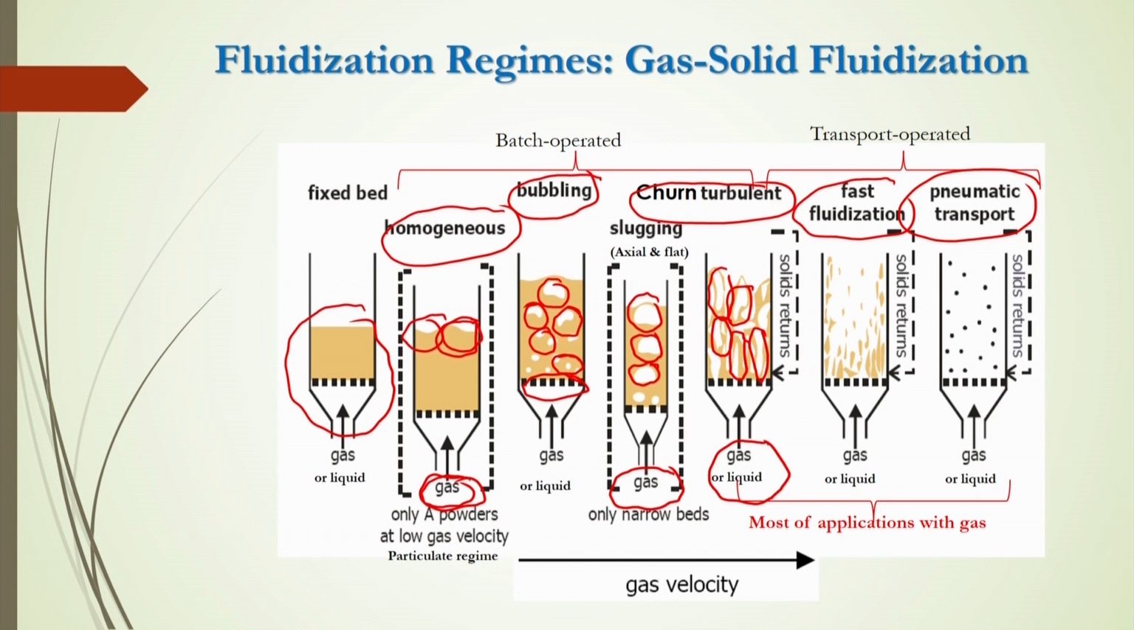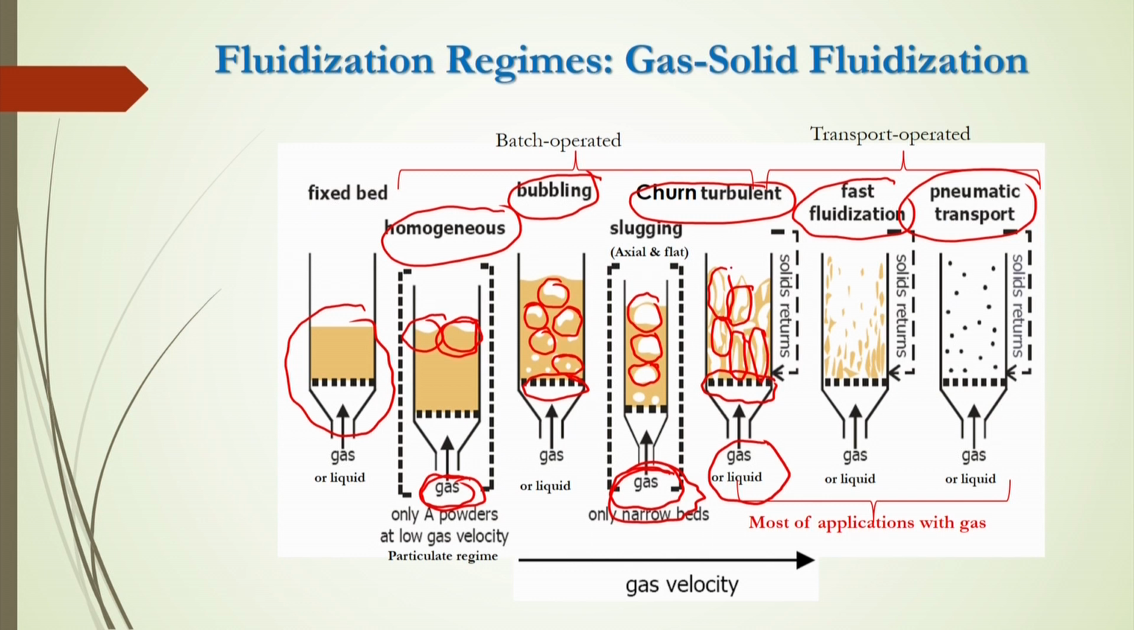In the slugging fluidized bed, you obtain it in very narrow tubes, narrow beds. In that case, the slugging condition you can get, whereas the churn turbulent flow you cannot get in narrow tubes. You need the diameter of the column to be at least 5 centimeter, otherwise it is very difficult to get churn turbulent flow, because it involves internal circulation of the fluid, particles and solids inside the bed, and the churning condition forms.